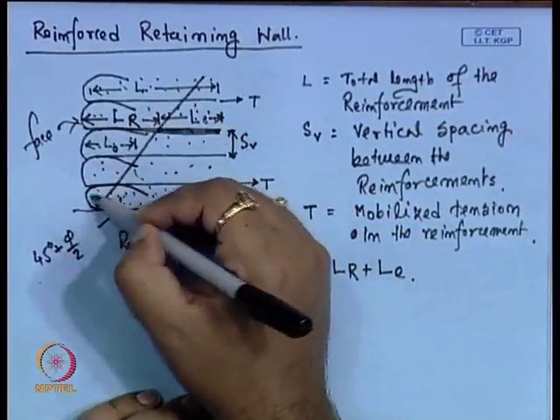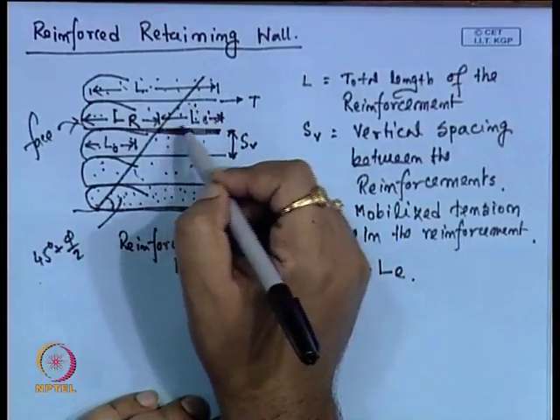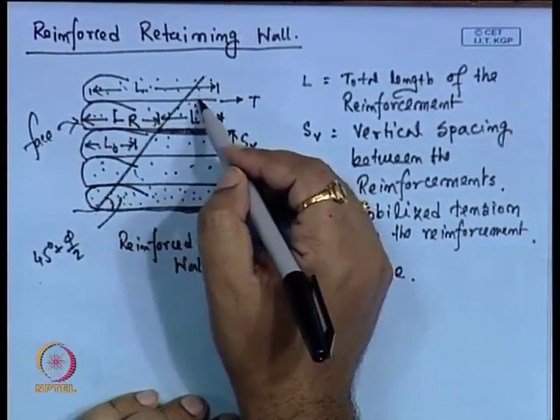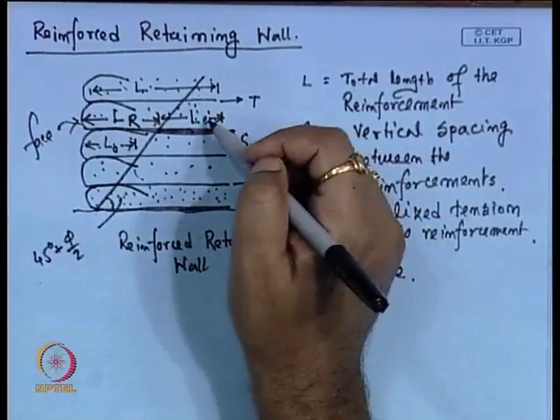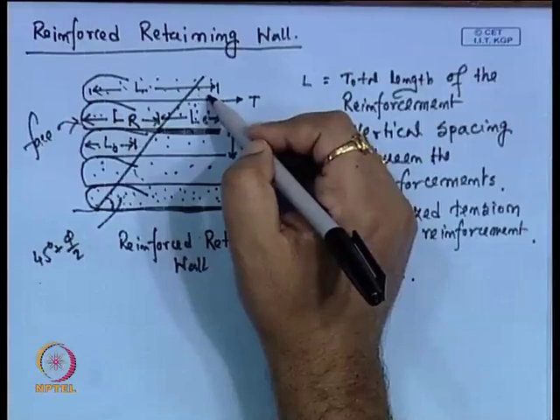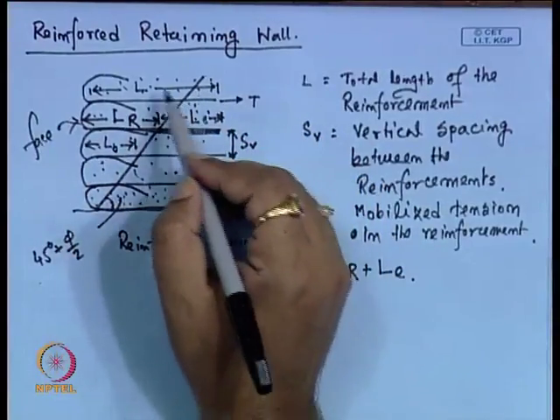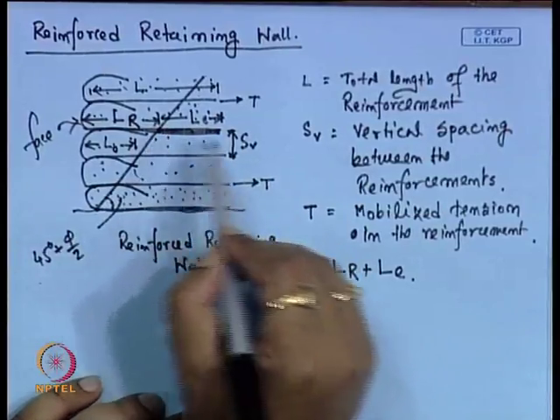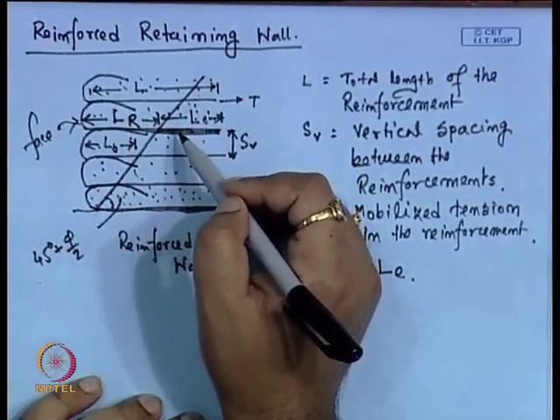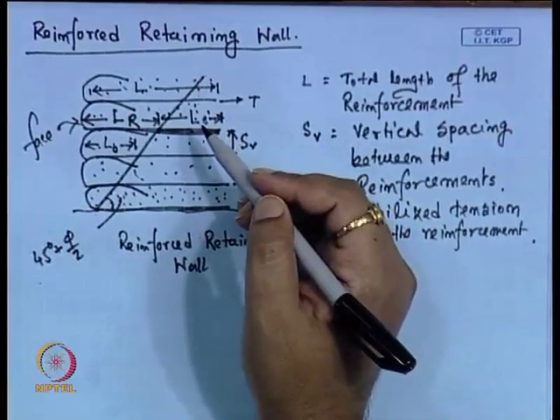When the soil mass is trying to move downwards, there is an interaction between the soil and the reinforcement. Because of that, friction develops, and because of this friction there is a bond between the reinforcement and the soil. This bond holds the total system, so that the soil mass cannot slide. This bond depends on how much length we provide in the reinforcement. If we do not provide sufficient anchorage length, the total system will slide along this surface. So providing sufficient anchorage length is very important.